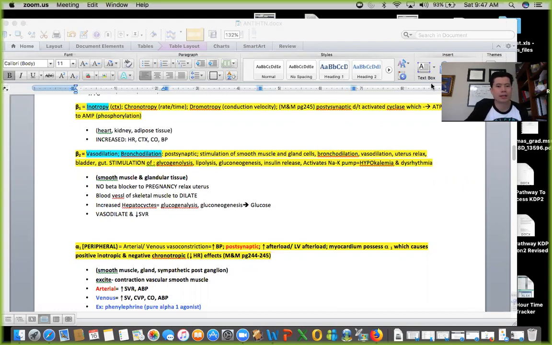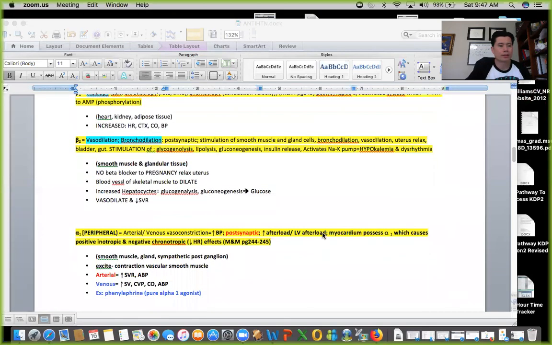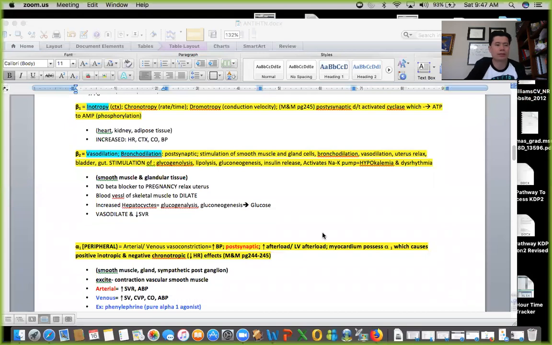So we're looking at the beta blockers, alpha blockers. We'll go through a little physiology, a little background before we start. So what we've got is beta 1 receptors: inotropy, which is your contraction phase; chronotropy, rate and time; dromotropy, conduction velocity; and then postsynaptic cyclic nucleotides, ATP and AMP, monophosphates. So we're looking at phosphorylations.